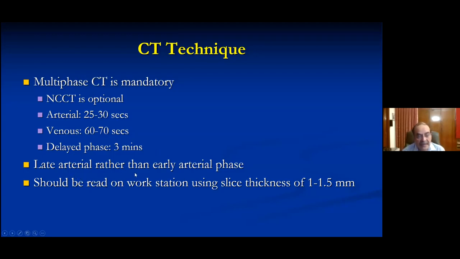We use the late arterial phase rather than the early arterial phase, which comes at about 20 to 22 seconds and gives you contrast only in the arteries. These images should then be read on a workstation. It's no longer the time when you can interpret these images on films, because you need to be looking at sub-millimeter slices. We actually take 0.625 millimeter slices and then need to interpret them on a workstation.